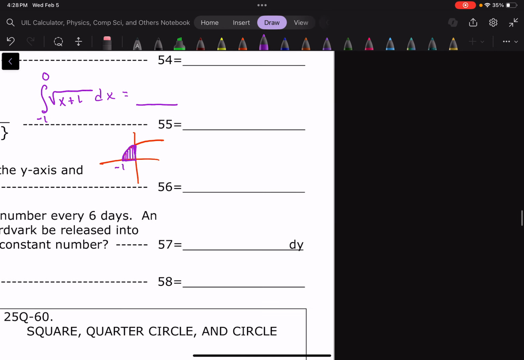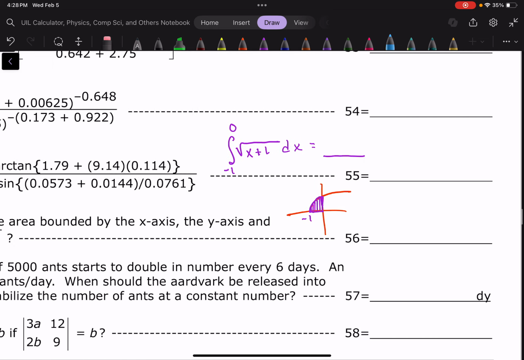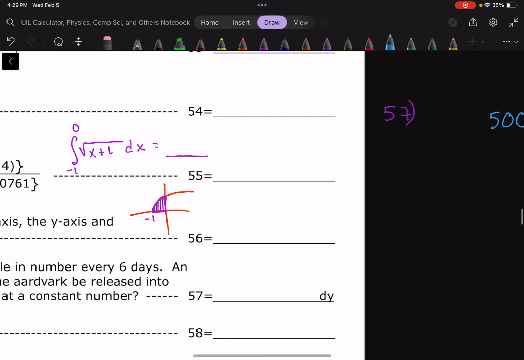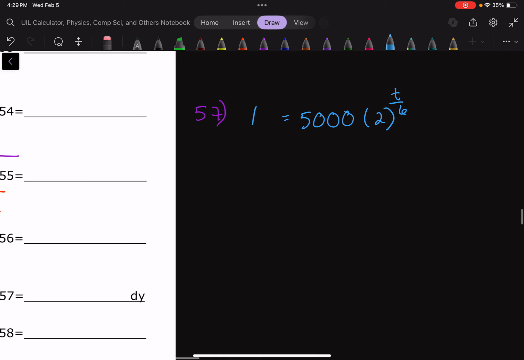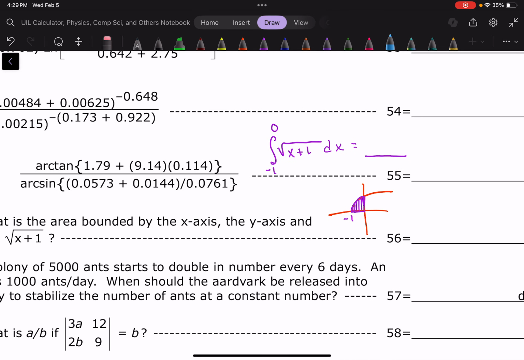So for number 57, we first want to try to determine what is the function we're working with. Well, we start out with 5,000 ants, and it's going to double, so we're going to multiply it by 2 every 6 days. So the model for doubling is going to be 2 to the t over the amount of time it takes to double. So if it doubled in 8 days, we would divide by 8, okay? And all of that is going to be the amount of ants after t days.